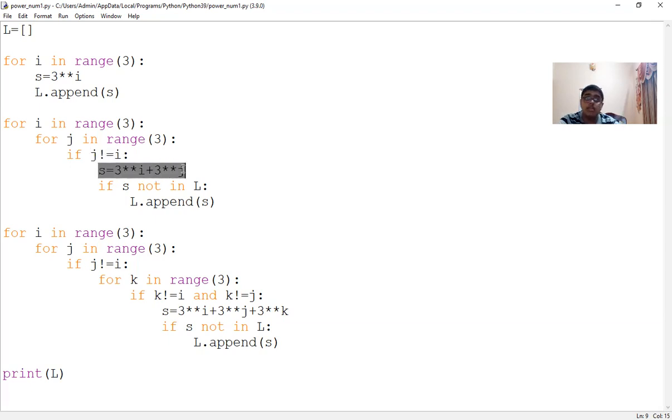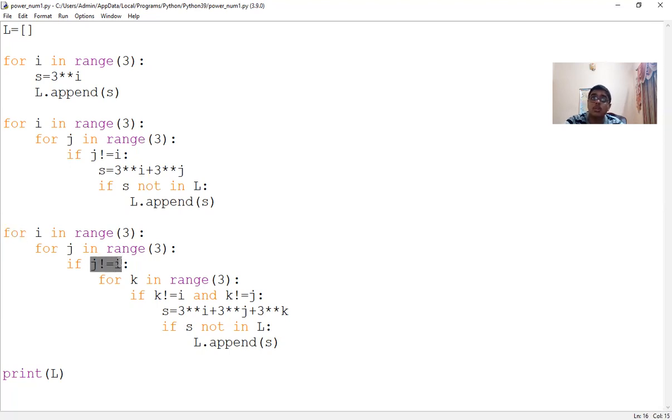So then we are adding 3 power I plus 3 power j. Then we have this condition that if S not in L. Why is this condition necessary again? That's because I don't want a particular sum to repeat 2 times. If you look at this for loop, maybe it's calculating 3 power 0 plus 3 square once, and the other time it's calculating 3 square plus 3 power 0. Both of them are the same thing, 10. So you should not count it twice. That's what a sequence is. Not count it twice.